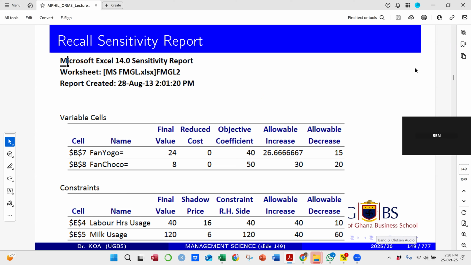Then, so we have 30 for the lower band and 80 for the upper band. Excellent. Now, the way you interpret the sensitivity range for the objective coefficient is not the same for the right-hand side or the constraint. What do those values, 30 and 80, mean? For them, it means that even if the labor is dancing between 30 and 80, one, the optimal solution will change. Two, the objective function value will also change.